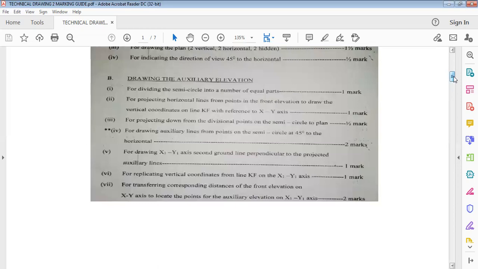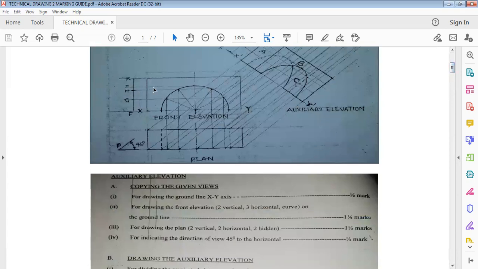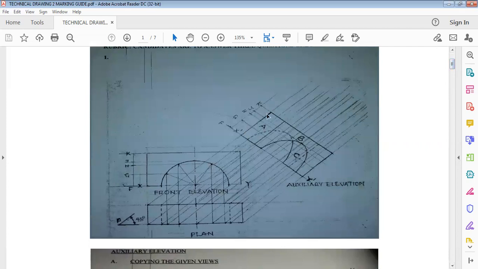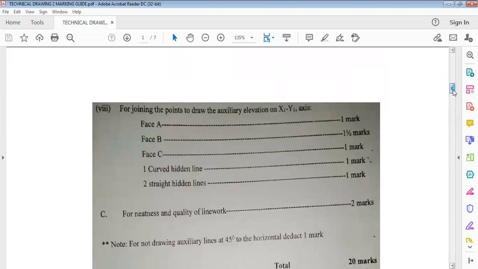Then the next one is that for transferring corresponding distances of the front elevation on the XY axis to locate the points for the auxiliary elevation on the X1, Y1 axis, you have 2 marks. I think that's what I just explained. For transferring these points onto the X1, Y1 line, we have 2 marks awarded. Now, the next one is for joining the points to draw the auxiliary elevation on the X1, Y1 axis.